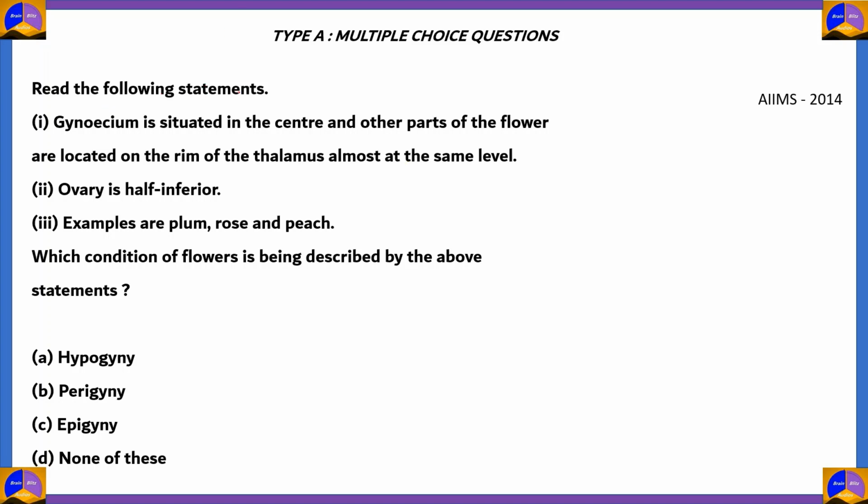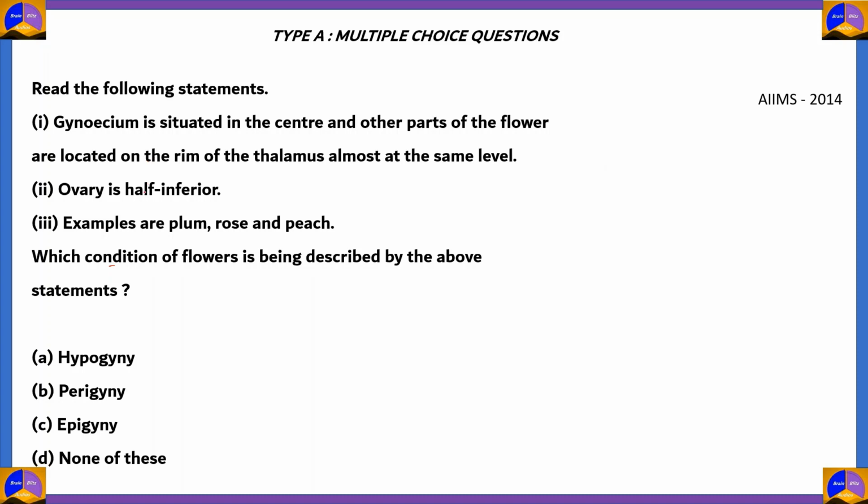Now we're asked to read the following statements, and we should find out which condition of flowers is being described by these three statements. And we have the options hypogyny, perigyny, and epigyny, and the fourth option is none of these. So let's look at the following statements. Statement number 1. Gynoecium is situated in the center and other parts of the flower are located on the rim of the thalamus almost at the same level. Next point, ovary is half inferior. And 3, the examples of this are plum, rose, and peach. So all of these statements are correct.